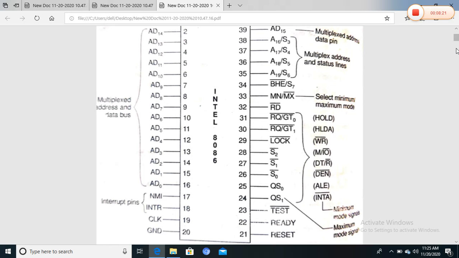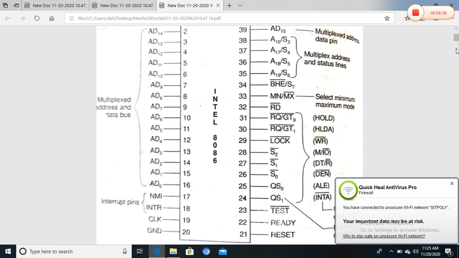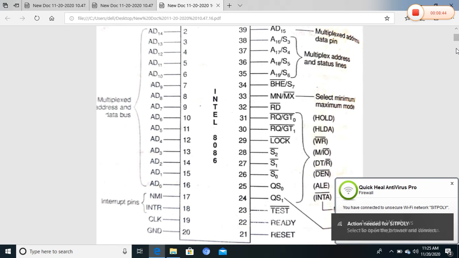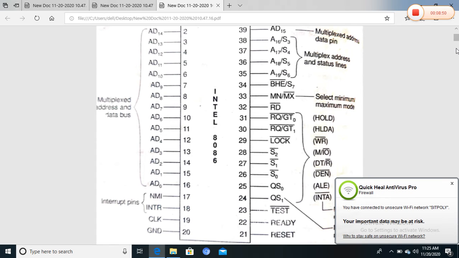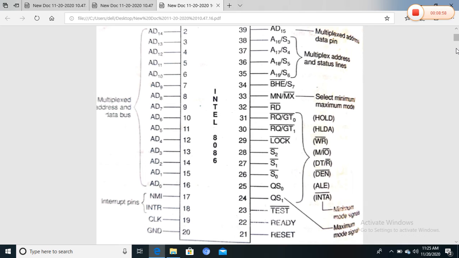Pin number 1 to 16 and 39, AD0 to AD15. Next, A19/S6, A18/S5, A17/S4, A16/S3, pin number 35 to 38. These are time multiplexed address and status lines. During T1 clock cycle, these carry the upper 4-bit address, and for the rest of the clock cycles, T2, T3, T4, these carry the S3 to S6 status signals.